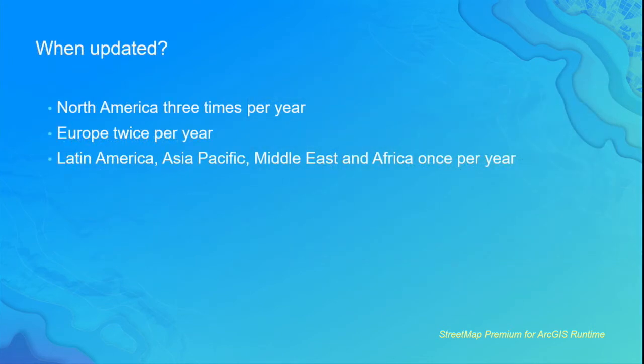So when are they updated? Well, in general, they're updated depending upon the frequency at which HERE can gather and update their data and deliver it. So North America three times a year, Europe twice, and Latin America, Asia Pacific, Middle East, and Africa once per year. So you're going to see regular updates.